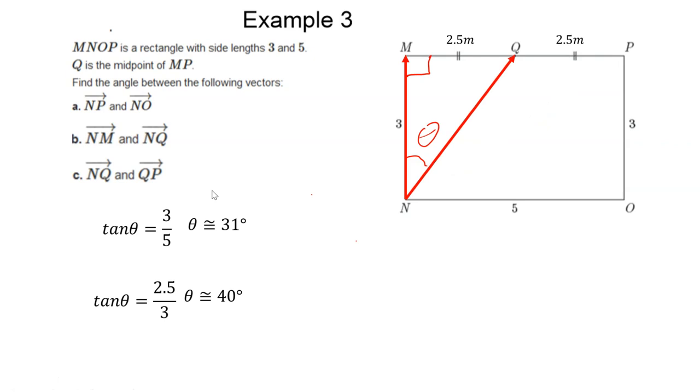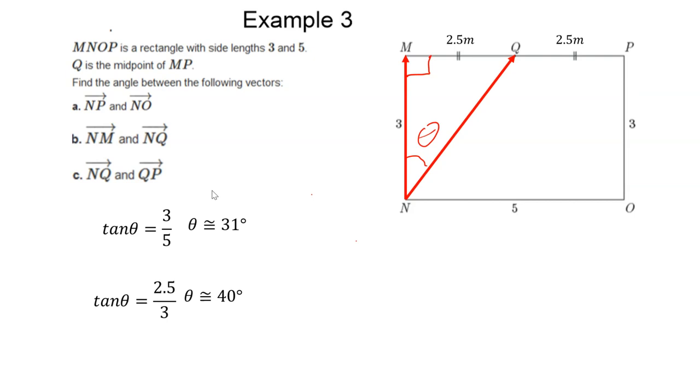The last one says NQ and QP. Now, there's something different about that one. Does anybody notice anything different about that question? I know you can easily figure out where NQ is. In fact, it's still on the board right now. And you can easily figure out what QP is. But what's different about this question when you compare it to the ones that we have done so far? Can anybody see a difference? Look at the two that we just did, the NP and the NO, the NM and the NQ, it's not a triangle.